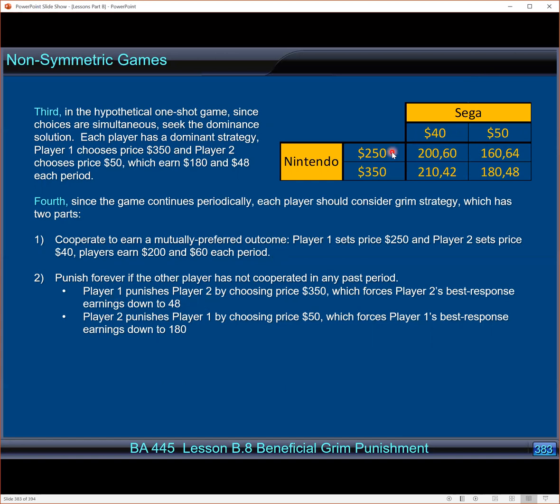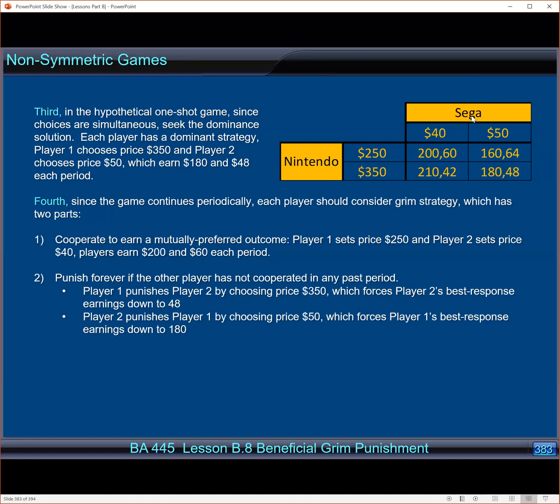Well, player 1 can only choose one of these two rows. If he chooses this one, player 2 will make the best of his punishment and get 64. If he chooses this one, player 2 would get a 48. Your objective in punishing the other person is to make their life as miserable as possible. So when choosing between the 64 for him and the 48 for him, you make it 48. So player 1 would punish with a 350.